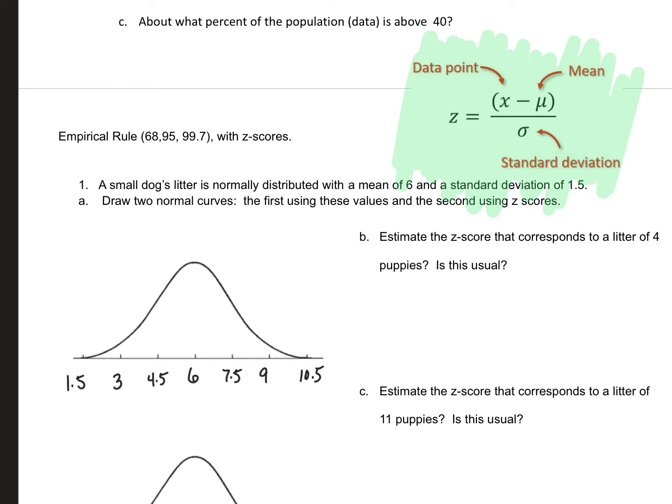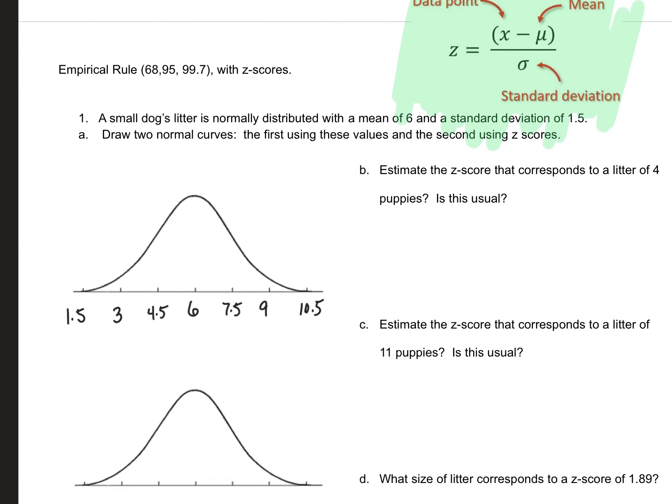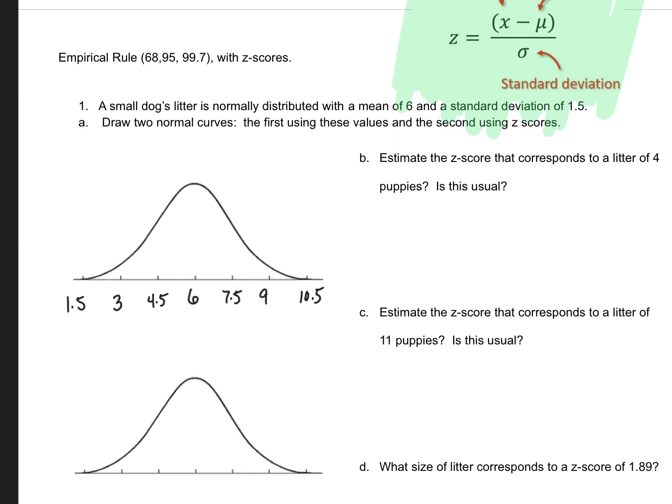So what we're going to do is determine what our z-score values are. So when we look at this value here, estimate the z-score that corresponds with the litter of 4 puppies. Well, let's pay attention to where the number 4 is. Well, it's between 3 and 4.5, so this is going to fall somewhere in this range right here.